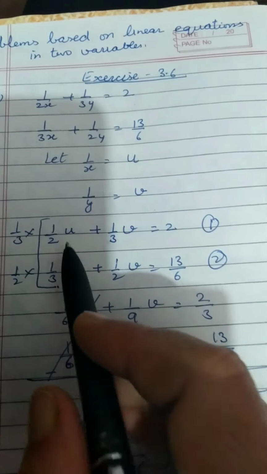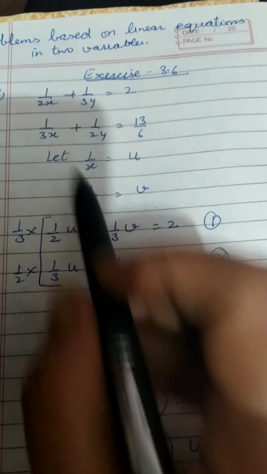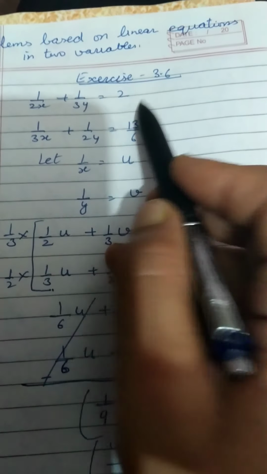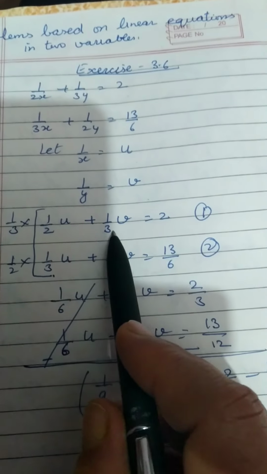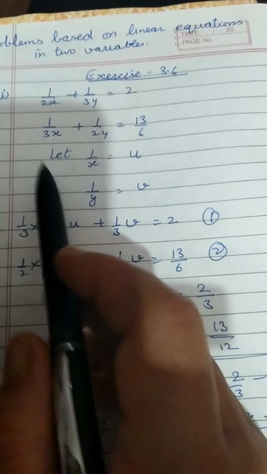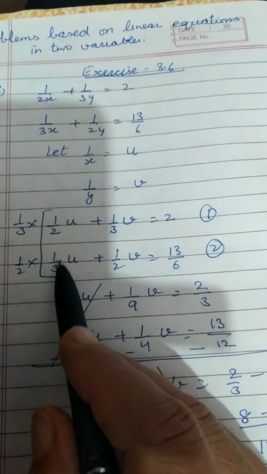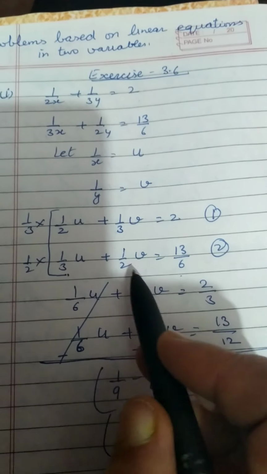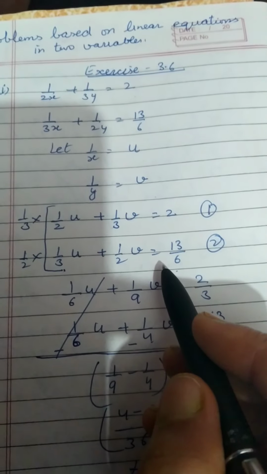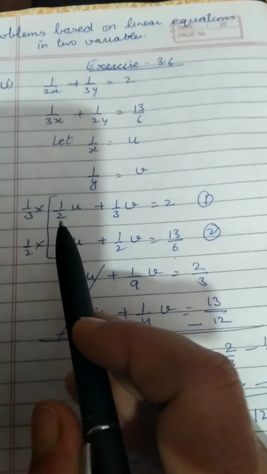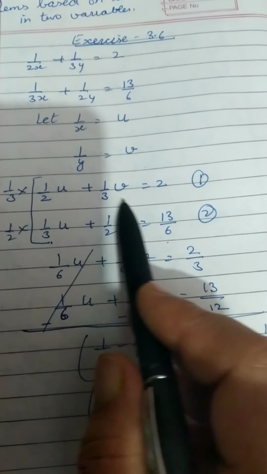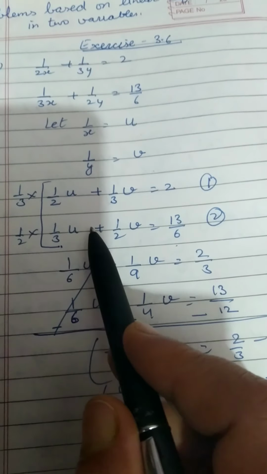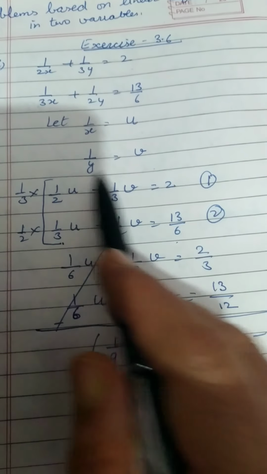Now the equation will become 1 by 2u plus 1 by 3v is equal to 2. Similarly, the second equation we get 1 by 3u plus 1 by 2v is equal to 13 by 6. Now I am solving these two equations by elimination method, multiplying the first equation by 1 by 3 and the second equation by 1 by 2 so that we get the same values of u.